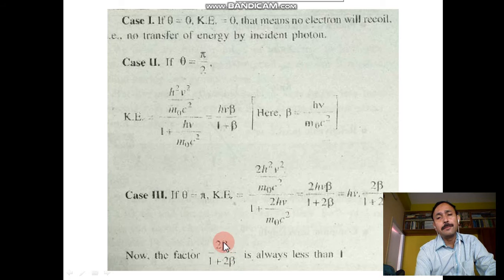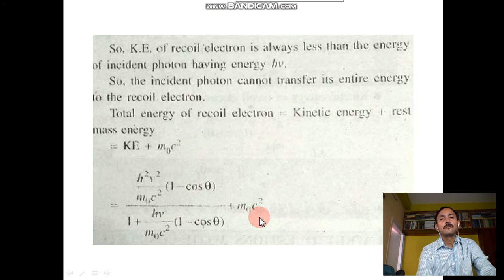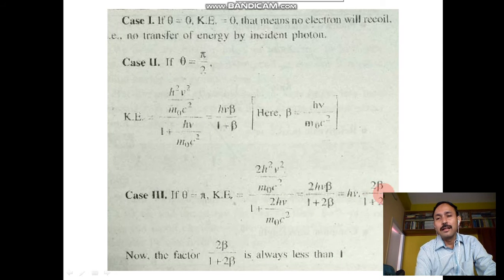Because whatever may be the value of beta, this denominator part is more than this numerator part, so it is always less than 1. So the kinetic energy of the recoil electron is always less than the energy of the incident photon, having energy h nu. As this factor is less than 1, the kinetic energy of the recoil electron will be less than h nu.